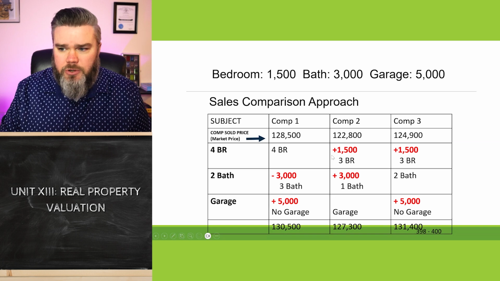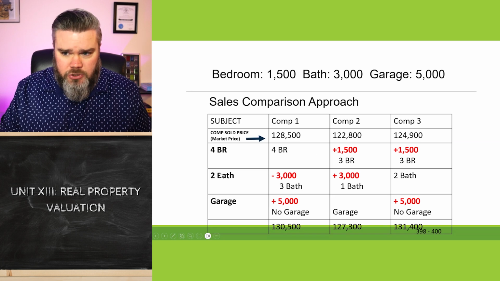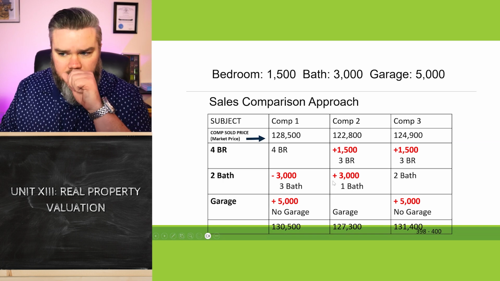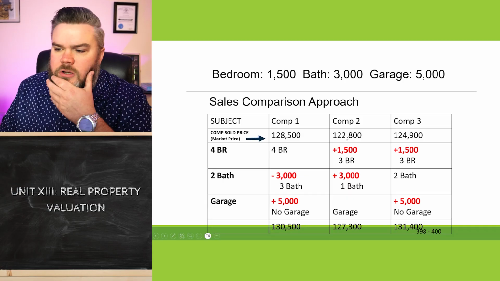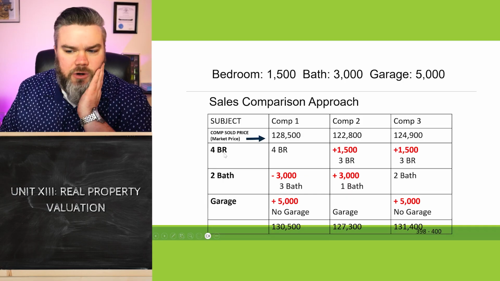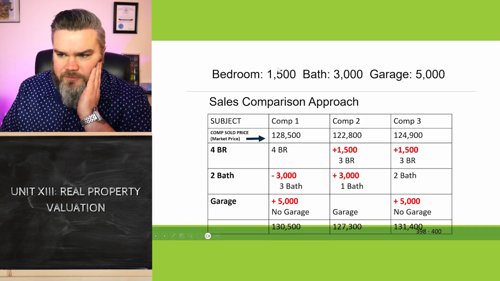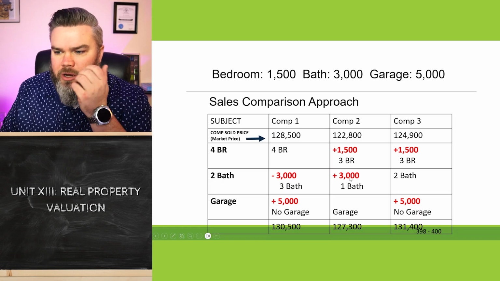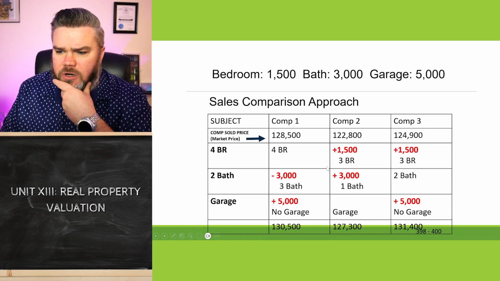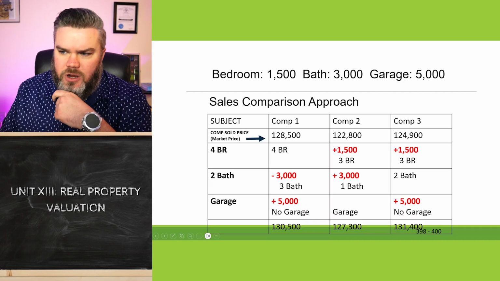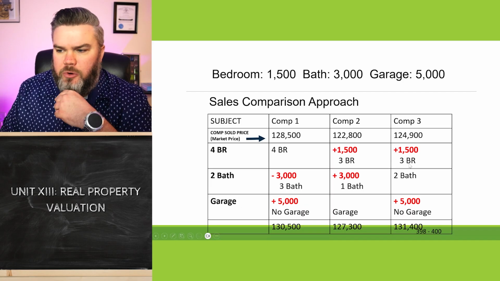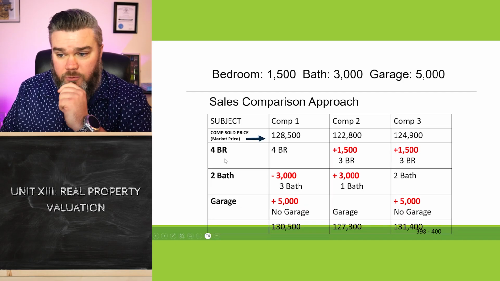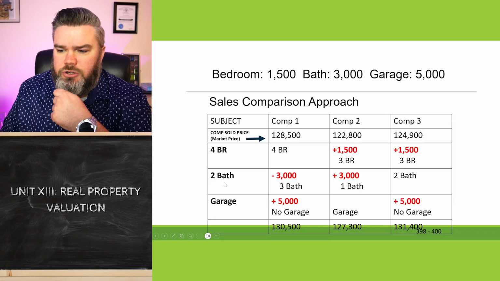Same thing with comparable 2, now comparing comparable 2 with the subject property. So 3 bedrooms is inferior to 4, so add $1,500. And once again, we gave you the values up here. 1 bath is inferior to 2, so add the $3,000, and there's your adjusted value for comp 2. Then same thing with comp 3. 3 is inferior compared to the 4. Add $1,500. 2 and 2, don't need to do anything.